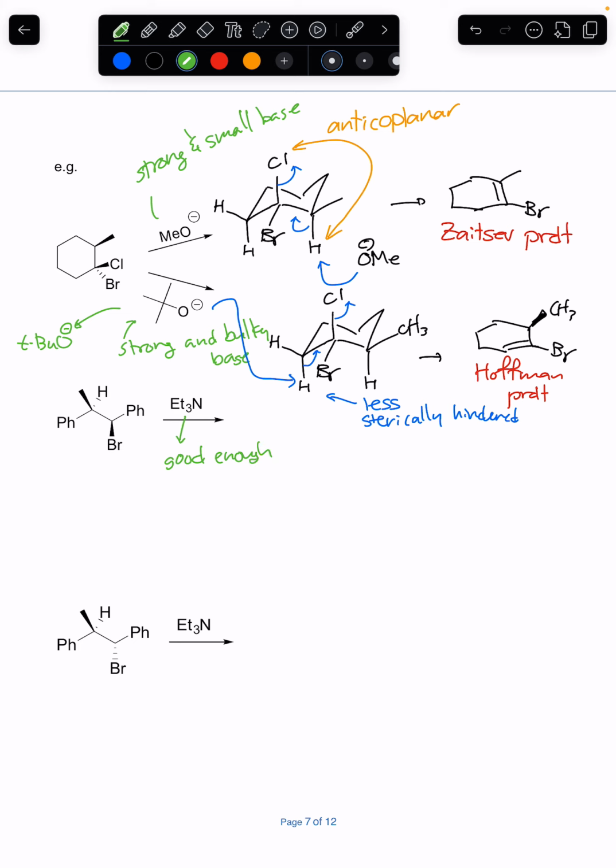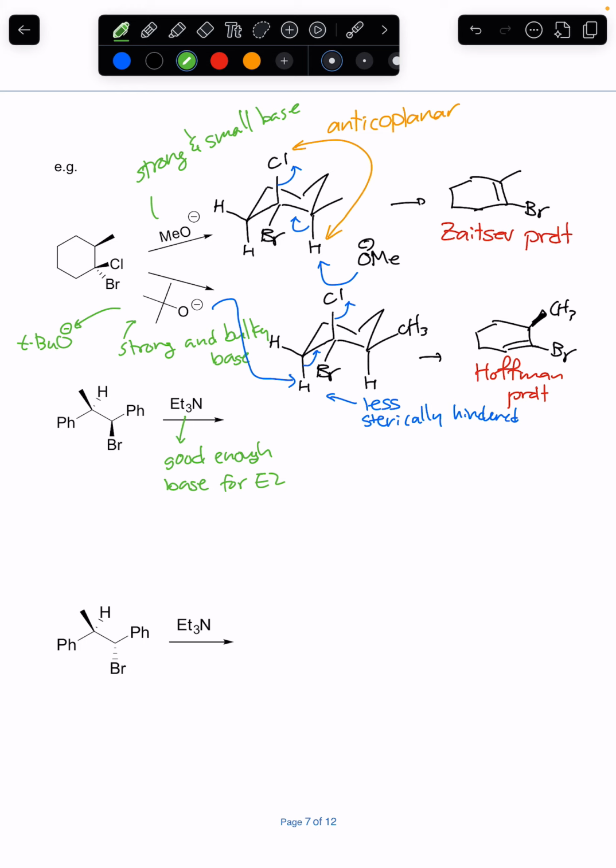It's good enough base for E2. And notice it's a base that's really suited for E2 because it's pretty good base, but also it's bulky. It's got like 3 ethyl groups coming out of the nitrogen. Now, how would this work? Well, let's think about this.